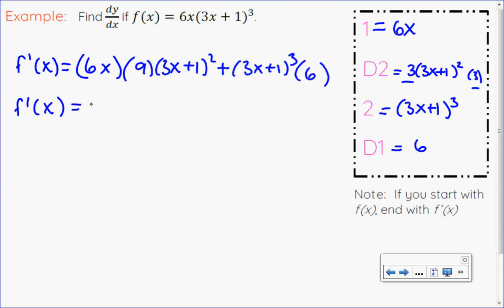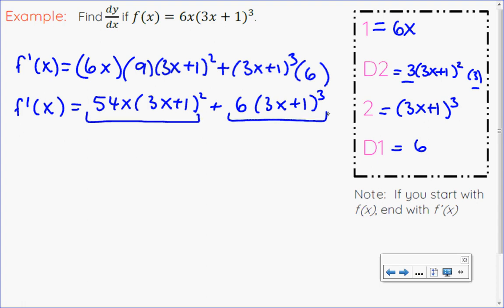Are you having fun? So 6x times 9, 54x, multiplied by 3x plus 1 squared, plus 6 times 3x plus 1 cubed. So again, I'm faced with that choice. Do I factor a GCF or do I expand and simplify? Well, here you can see I have two terms, and they do have a GCF. So let's take out the GCF. So first thing I know, 54x and 6 have a GCF of 6. And then I see 3x plus 1 is a common binomial. I'll take it out to the smaller exponent of 2.